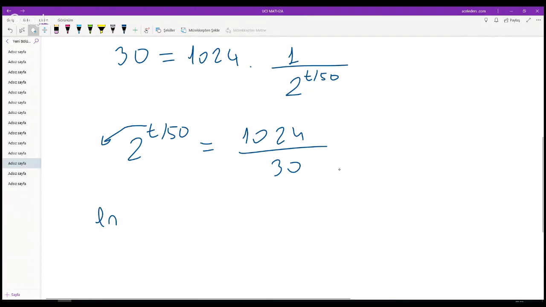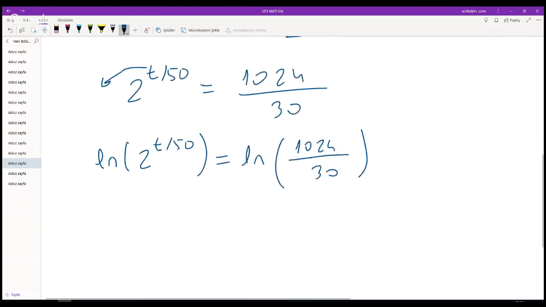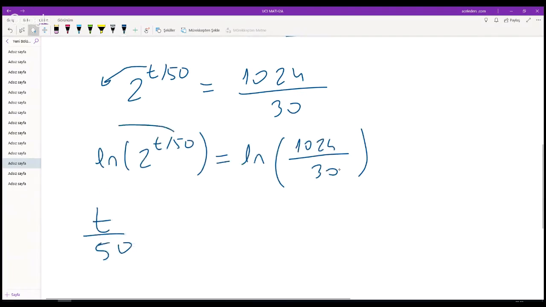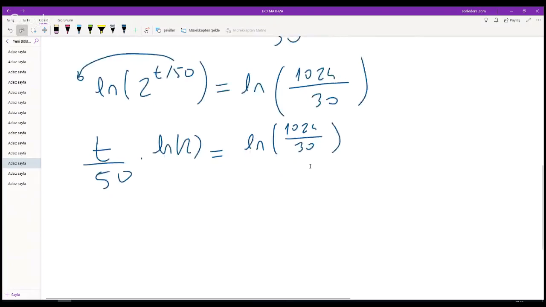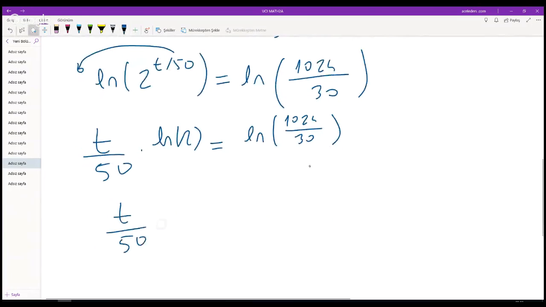So ln 2 to the power T over 50 is ln 1024 over 30. Okay? So T over 50, because this is the move, times ln 2 equals ln 1024 over 30. So T over 50 equals ln 1024 over 30 over ln 2.